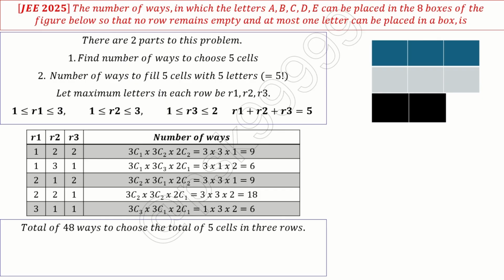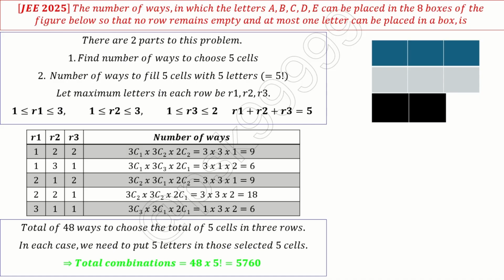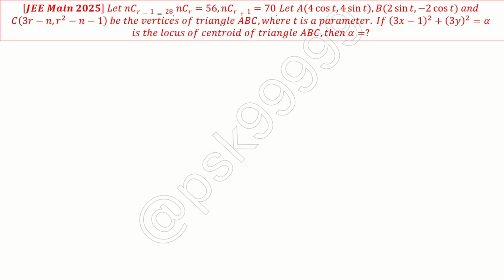Now 5 factorial ways I can fill the letters. So 48 into 5 factorial, which is 5760. So that many combinations are possible. Next, read the question carefully.